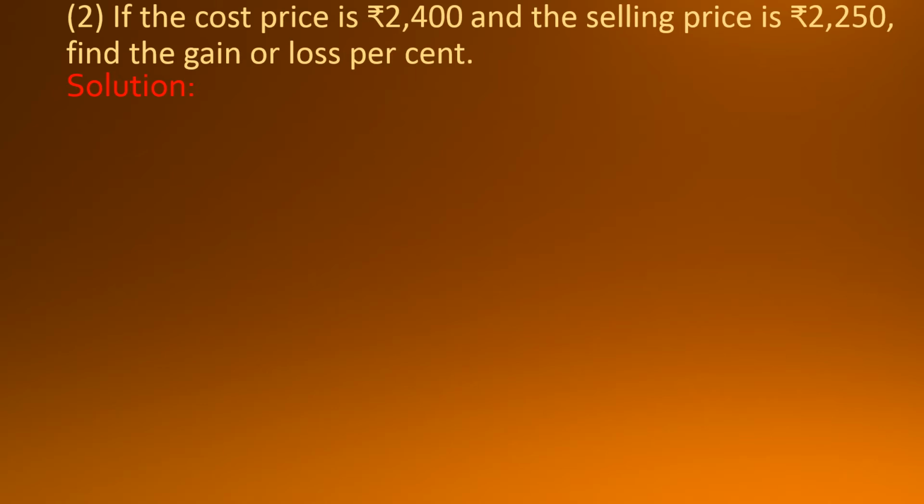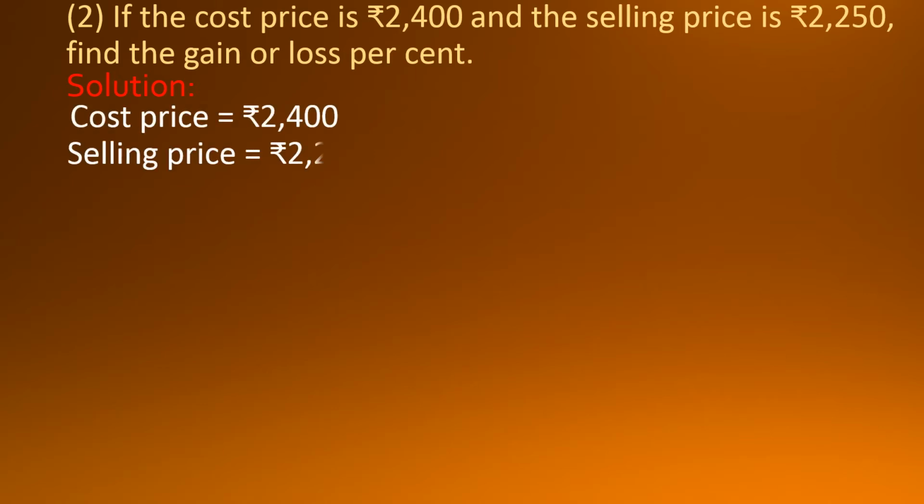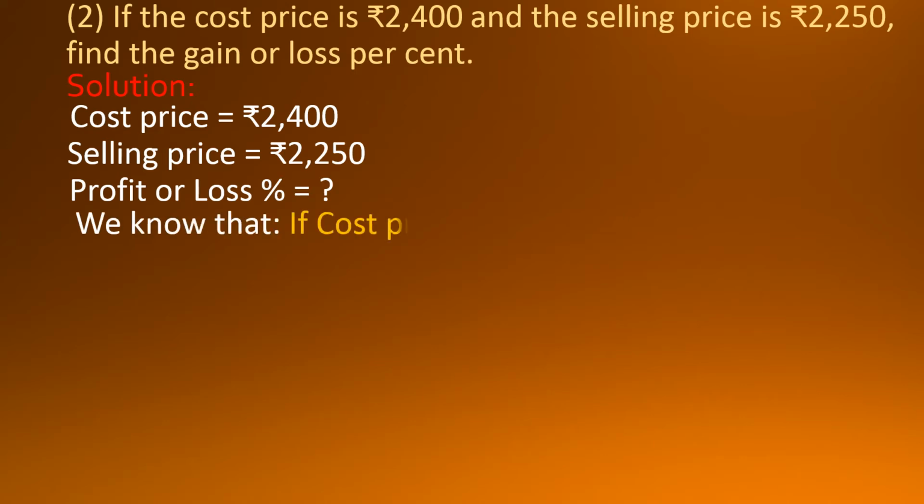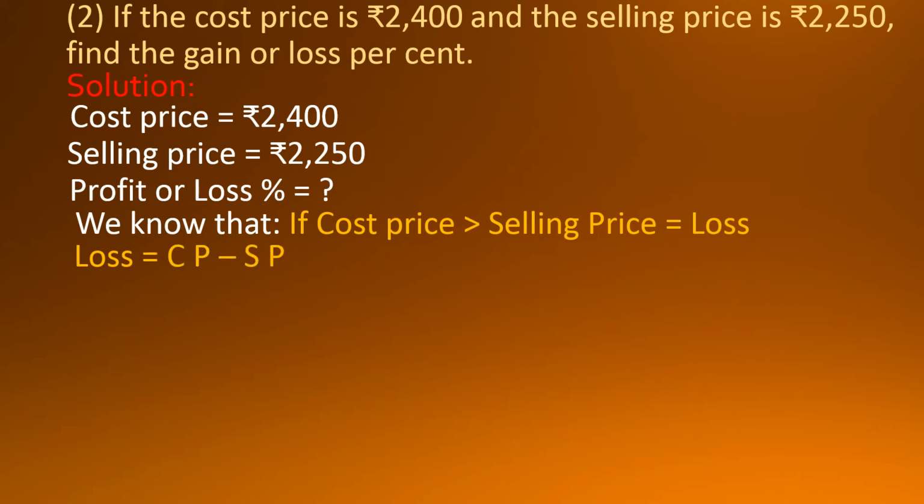See, in this question, cost price is equal to rupees 2400 and selling price is equal to rupees 2250 and profit or loss percentage we have to find out. Now tell me which one is greater, cost price or selling price? Yes, cost price. And we know that if cost price is greater than selling price, we have a loss. And loss is equal to CP minus SP.